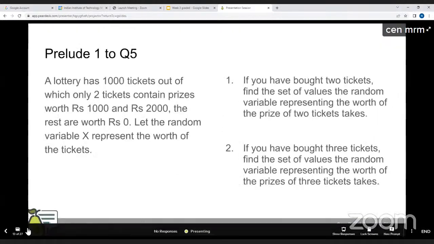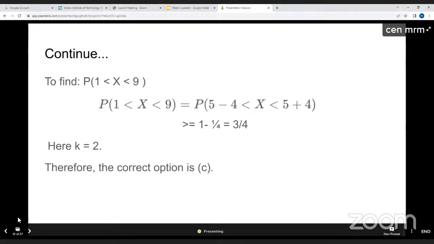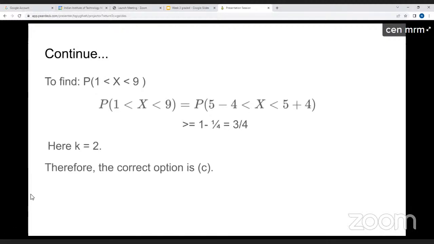Ma'am, I have a question on this. If it is x greater than 1 and less than 9, we are saying 5 minus 4 and 5 plus 4. If it is 8, will it work? If it is 8, it's just that accordingly the k will change, right? K will change. And if you want to find for 1 and 8, then one of the equations will not satisfy for you. You will have to change your lower bound also accordingly, because it is mu minus k sigma and mu plus k sigma. So we'll have to split it into two separate terms, mu minus k sigma and mu plus k sigma. Okay. Yeah.